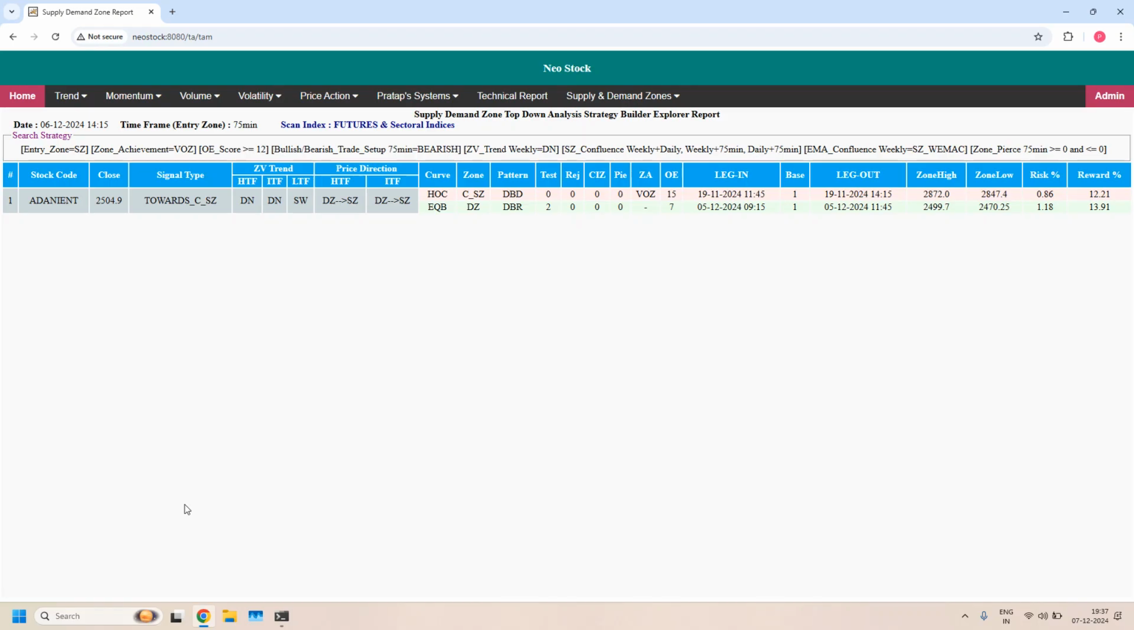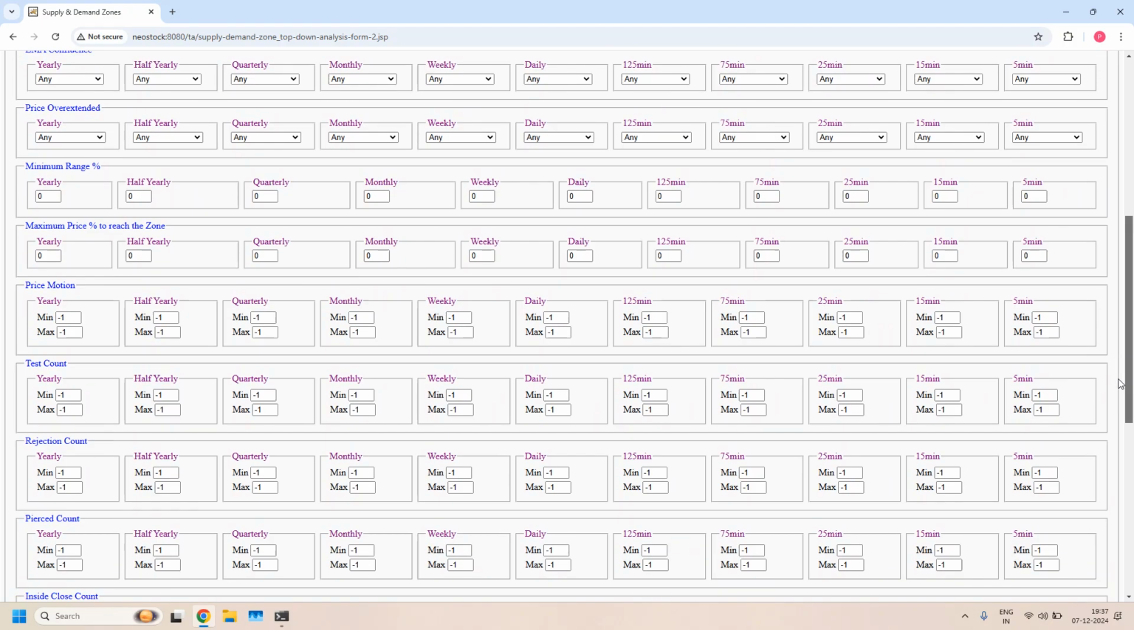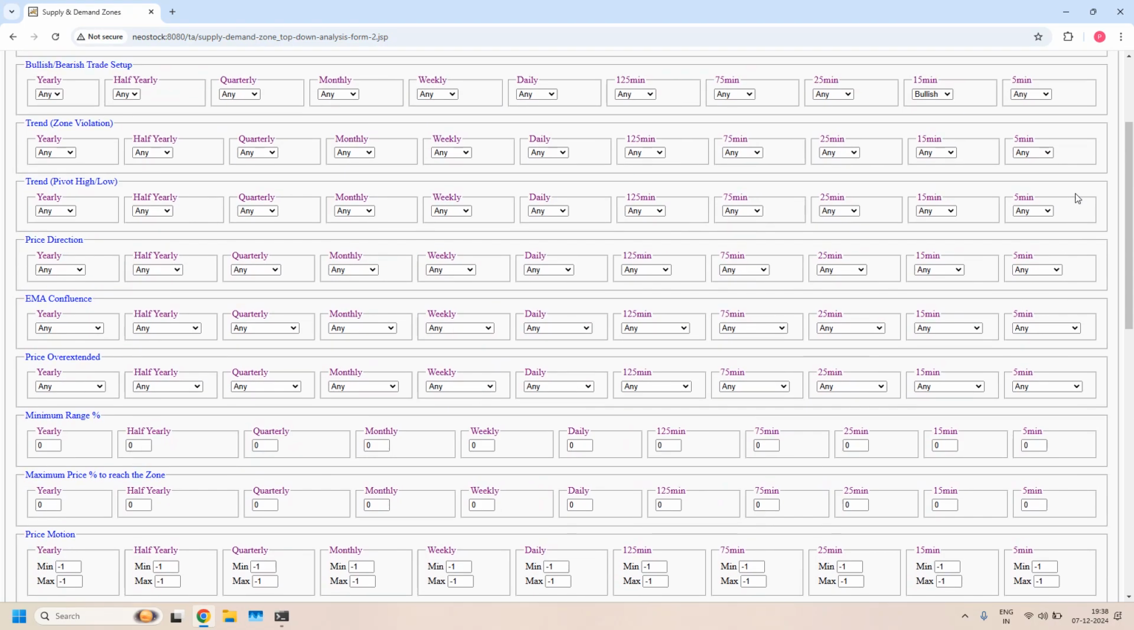Okay. Next, let us look for bullish trade setup for daily income trade. For daily income trade, entry time frame 15 minutes, entry zone demand zone. In bullish or bearish trade setup at 15 minutes, I am selecting bullish. This 15 minutes demand zone should not be pierced. So in the pierced count at 15 minutes time frame, I am setting minimum value 0, maximum value 0.